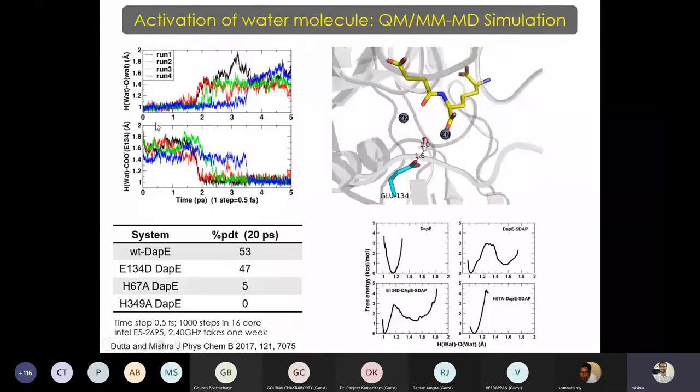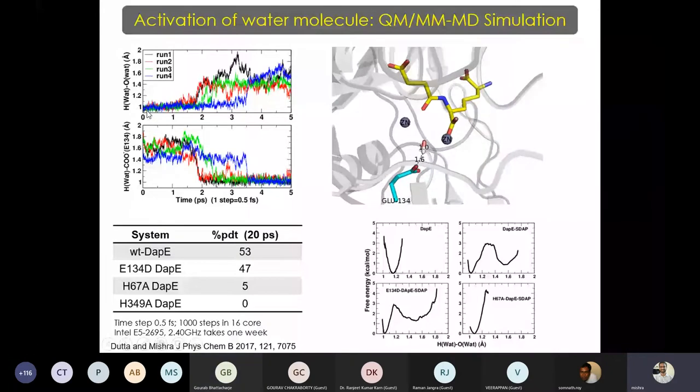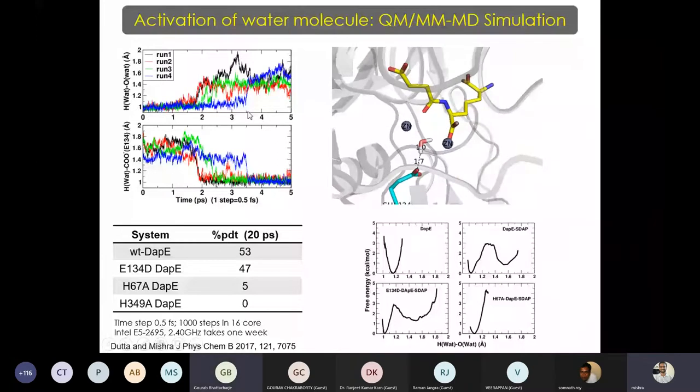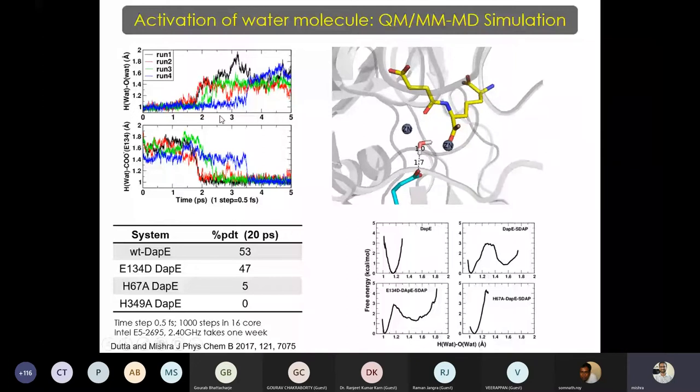So it's a 5 picosecond simulation. There are 4 simulations, each of 5 picoseconds. Since the initial snapshots were carefully chosen, they happen to be reactive snapshots. Therefore, in all 4 trajectories, we saw the proton transfer happening at different times, from 1 picosecond to, let's say, 3 or 4 picoseconds. So you can see the hydrogen has gone, and then this glutamic acid has formed.